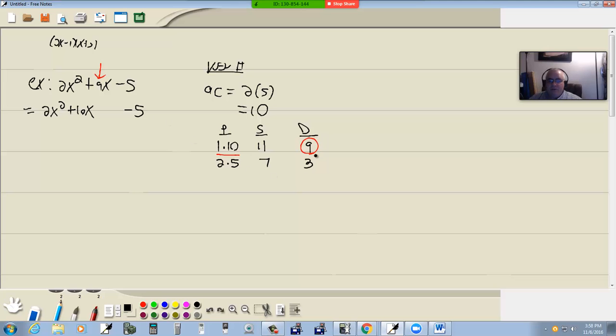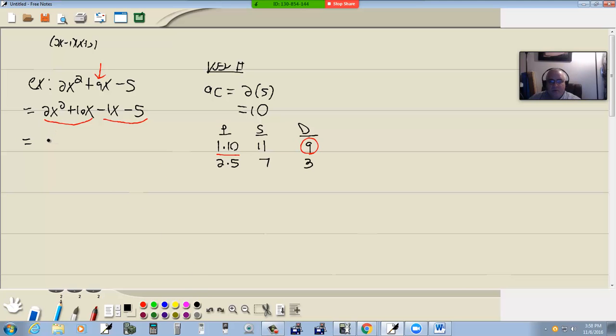Now the number I circled in the difference column means different signs. So if the 10 is positive, the 1 has to be negative. And you can see we're just going backwards, combining like terms. 10x minus 1x would give us our 9x. What's the benefit of doing this? Well, then we can use factoring by grouping.